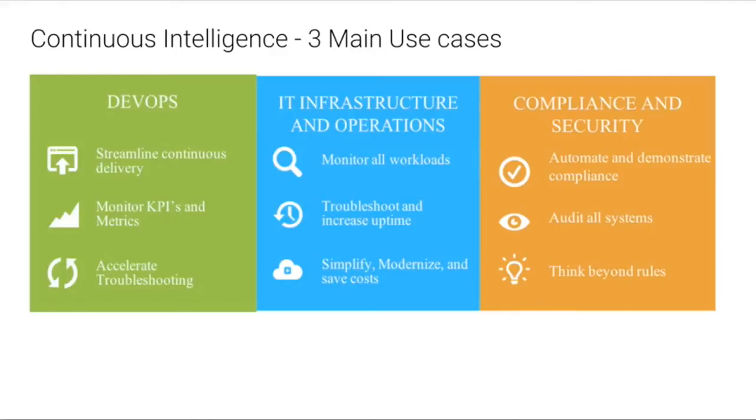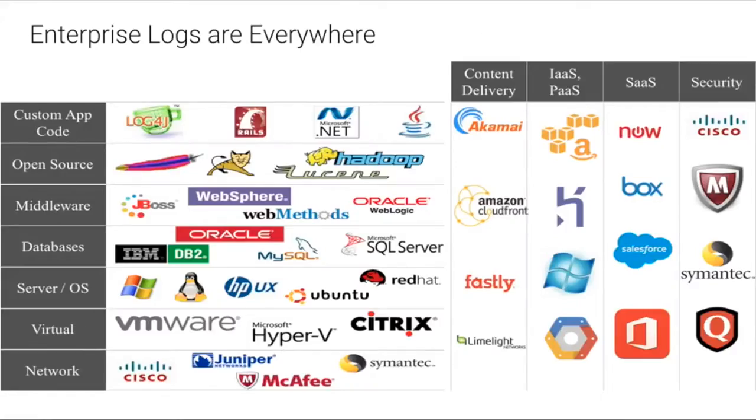We can ingest data from just about any source you can imagine, structured or unstructured. Here are just a few of the devices, applications, and frameworks you may be using, all of which produce data that SumoLogic can ingest and analyze. The left-hand side represents the technology stack, from custom application code all the way down to your network devices. The right can represent your infrastructure.